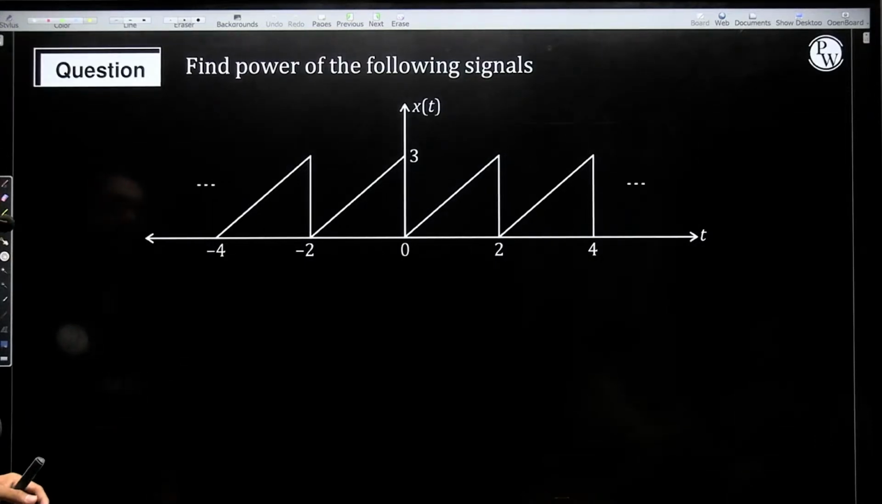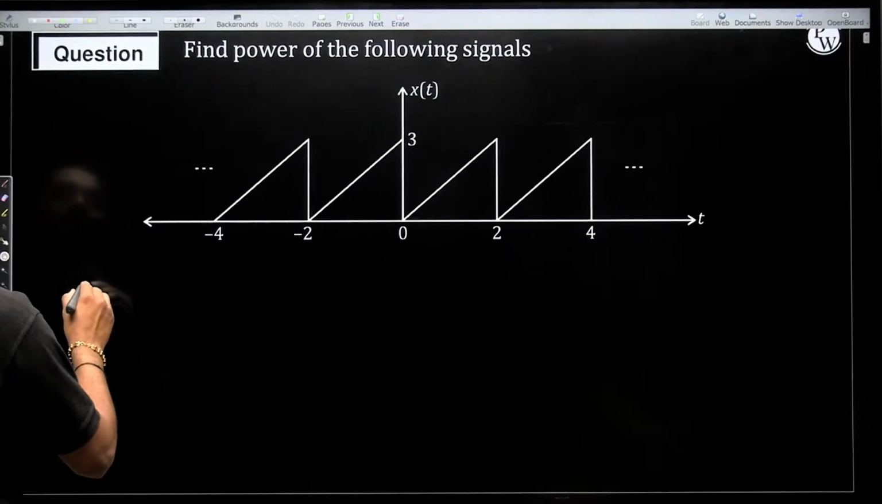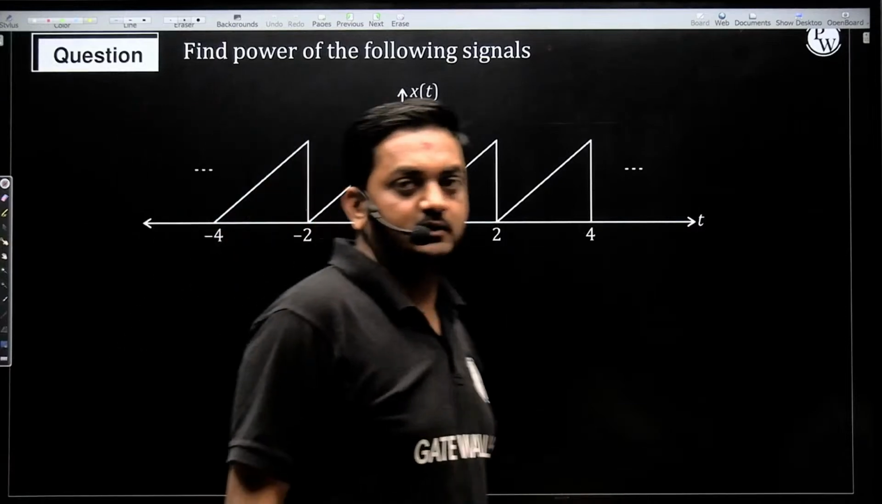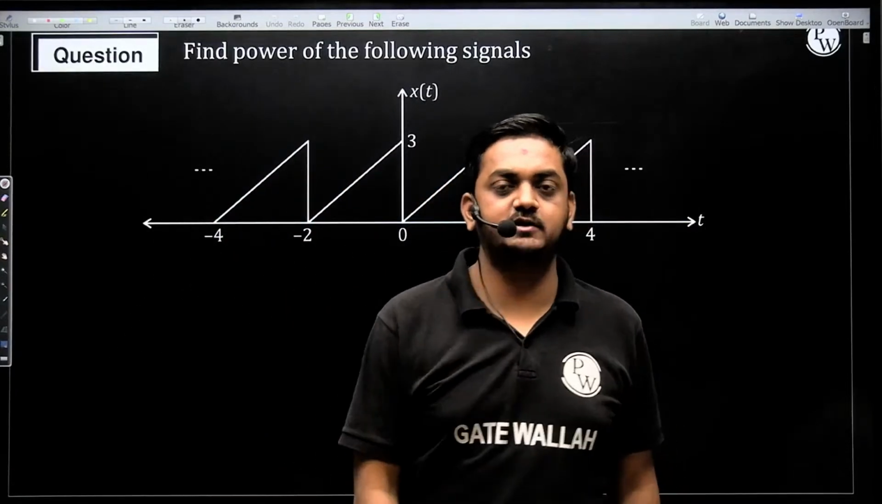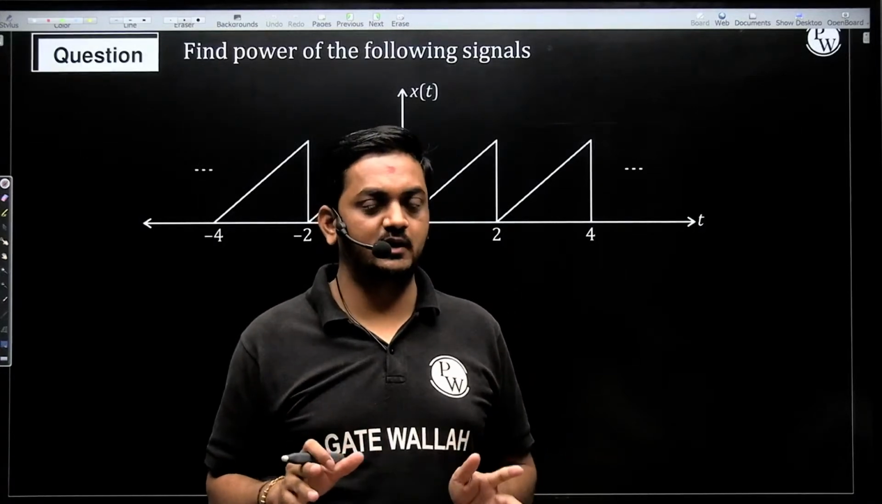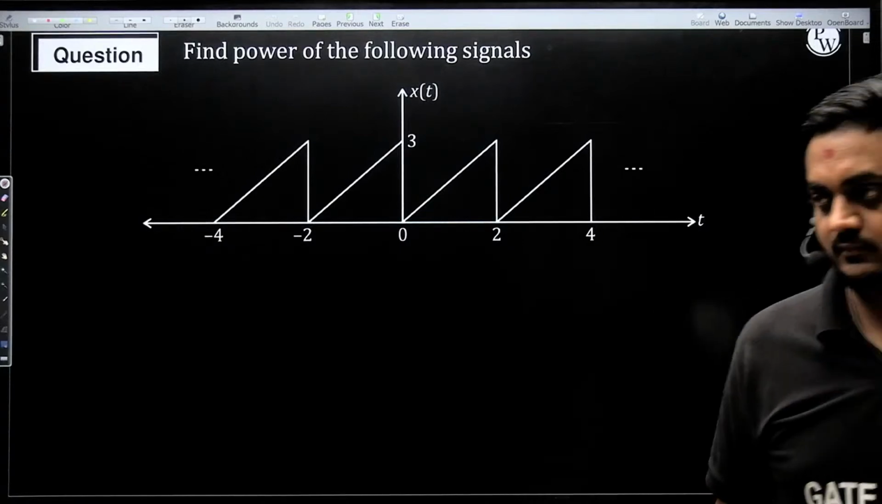All of you try this question and tell me the right answer. This is also periodic signal. So I told you guys, each and every periodic signal is always a power signal, and you will get finite power for periodic signal and infinite energy. The energy will be infinite.